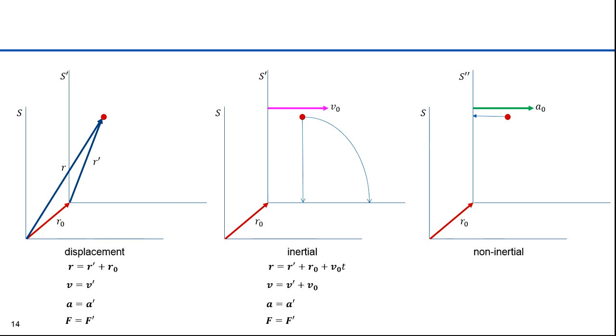On the right, when S double prime accelerates relative to S, the forces and accelerations now look different. The positional transformation has a time component, like in the inertial case. So does the velocity component. Accelerations and forces are no longer identical. They're different in each reference frame. If you conduct a physics experiment in frame S double prime, you get a different result than if you did in frame S. We use one set of transformations for simple displacements, another for inertial frames with relative motion, and a third for non-inertial frames that accelerate relative to each other.